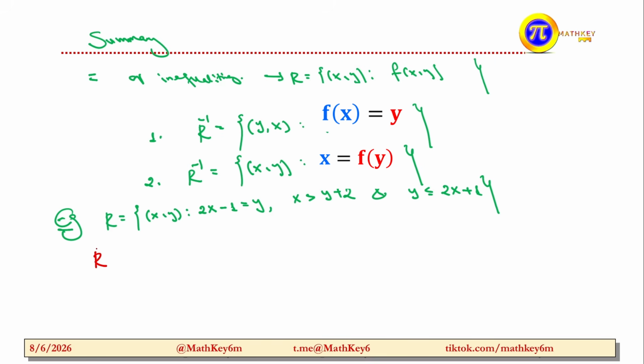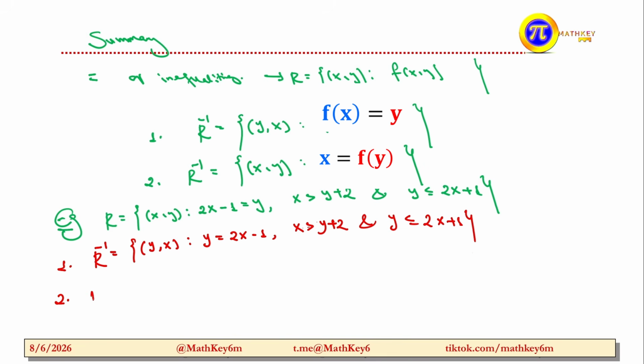The inverse of the relation R is obtained in two ways. The first is to interchange the order, here (y, x). If we interchange the order, we take the equation as well as the inequalities as they are, with no need of changing x and y here. So it becomes y = 2x − 1, x > y, and y ≤ x + 1. Here is one option. What about the second option?